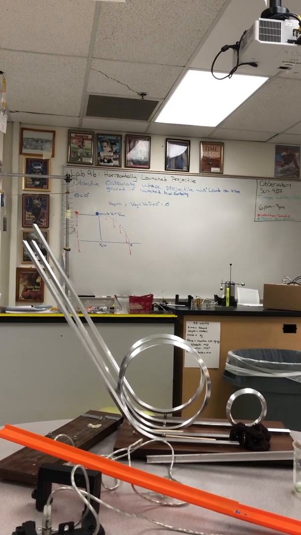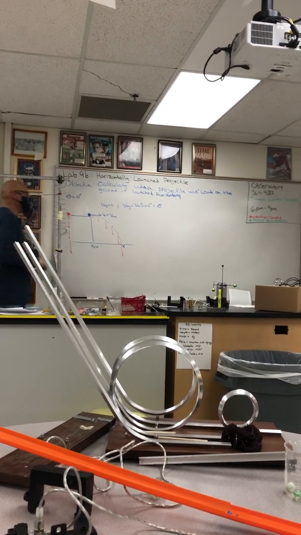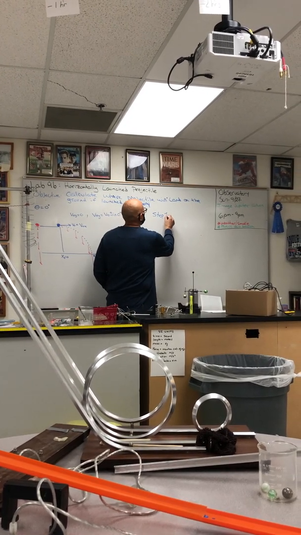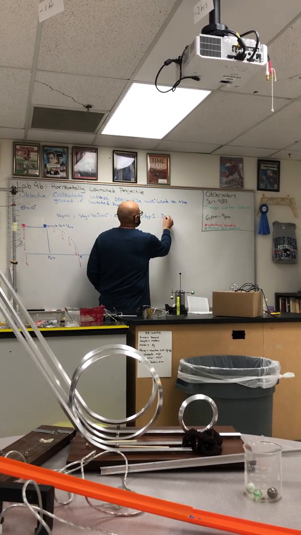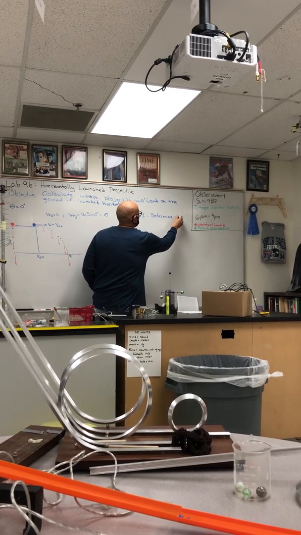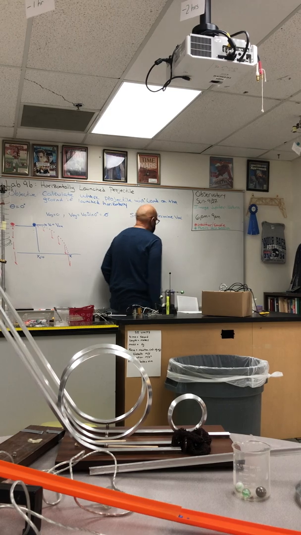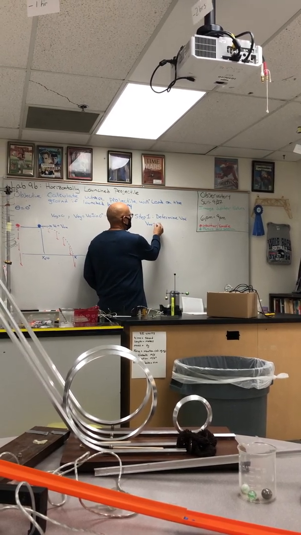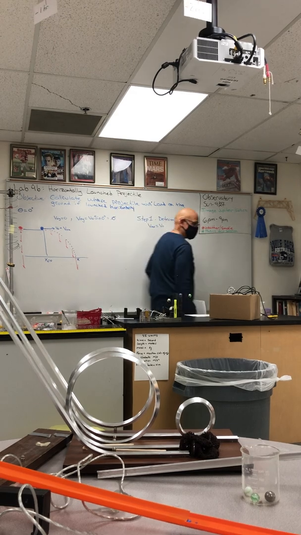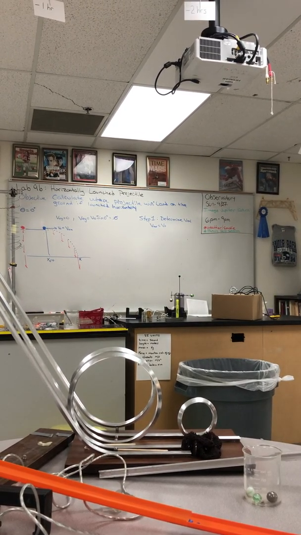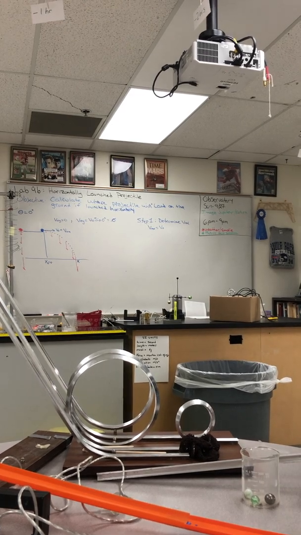Step one, determine VOX, okay? Now, that means, however, we know that VOX is going to equal VO. So I have to get VO somewhere. And where do you think I can get VO? Yes, good. This is a photo gate.